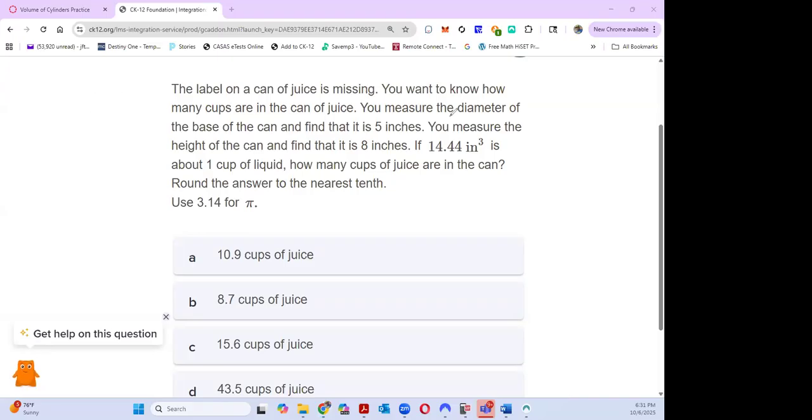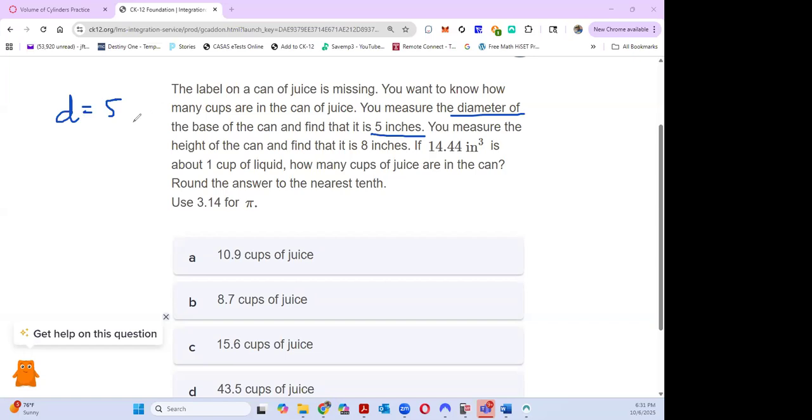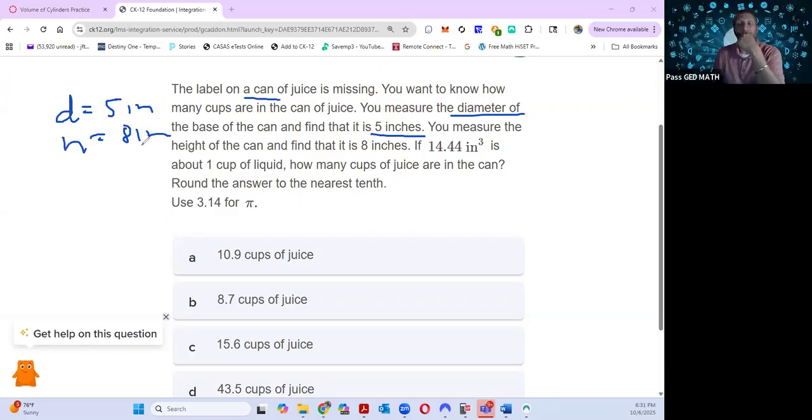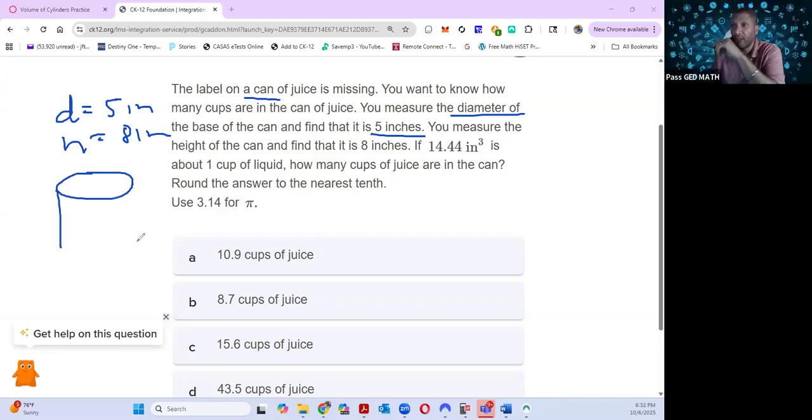Diameter. Diameter is what? 5 inches. So your diameter is 5 inches. What else? And the height is 8 inches. And your height is 8 inches. But one more thing that's given, right? What shape is this? What shape is a can? A cylinder. Perfect. A can is a cylinder. They didn't tell you it was a cylinder, but they told you it was a can.